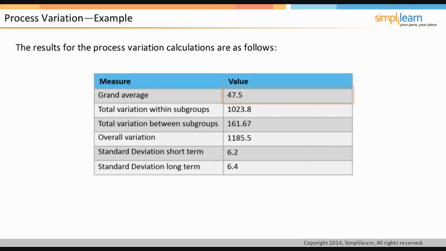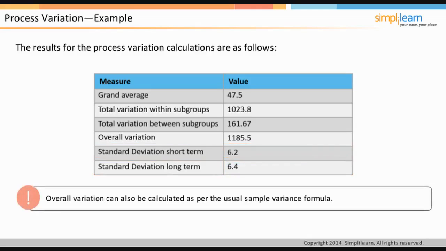The grand average for all 3 weeks is 47.5. The total variation within subgroups is 1,023.8. The total variation between subgroups is 161.67. Both these variations are added to give the overall variation of 1,185.5. The short-term standard deviation is 6.2, and the long-term standard deviation is 6.4. Note that the overall variation can also be calculated with the usual sample variance formula.